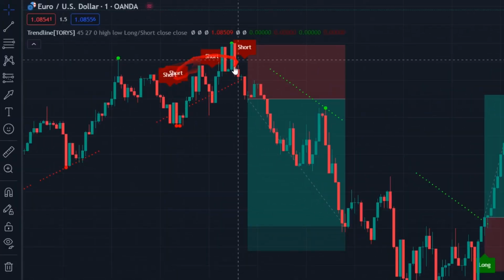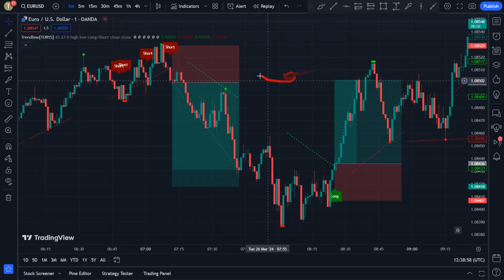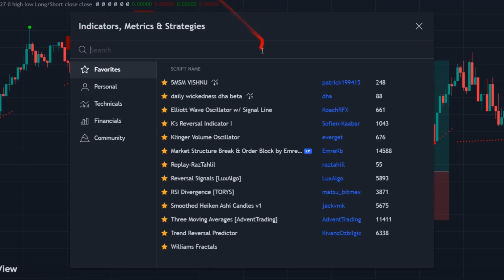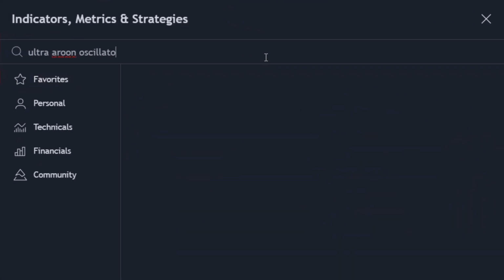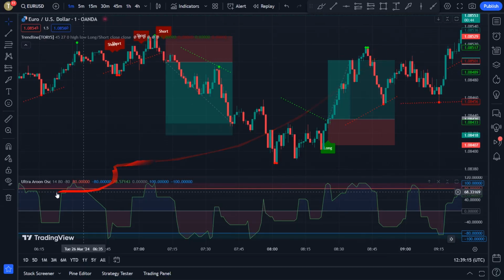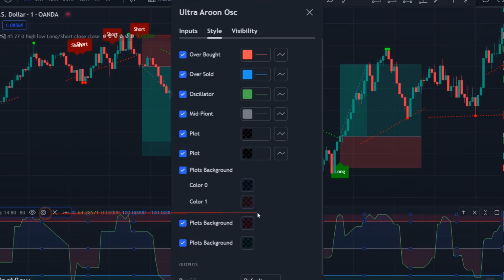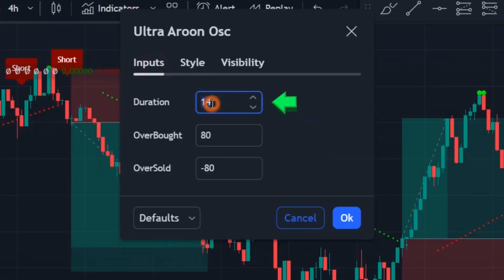To prevent losses, add another indicator. To do this, go to the indicator tab and search for Ultra Arun Oscillator and add it to your chart. Make necessary adjustments in its settings.